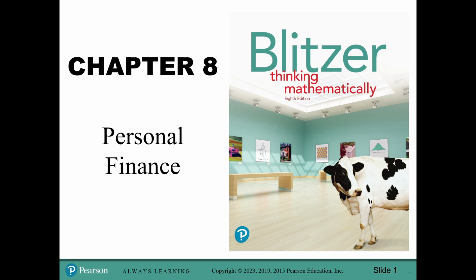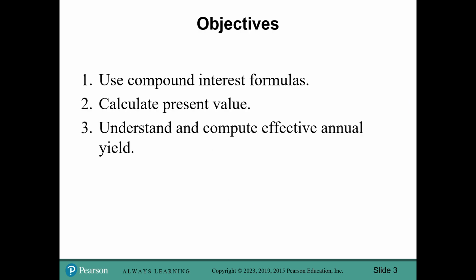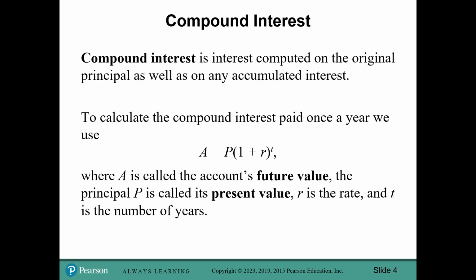Hello class, today we're going to do chapter 8, Personal Finance, section 8.4, Compound Interest. So our objectives today are to use the compound interest formulas, calculate the present value, understand and compute effective annual yield.